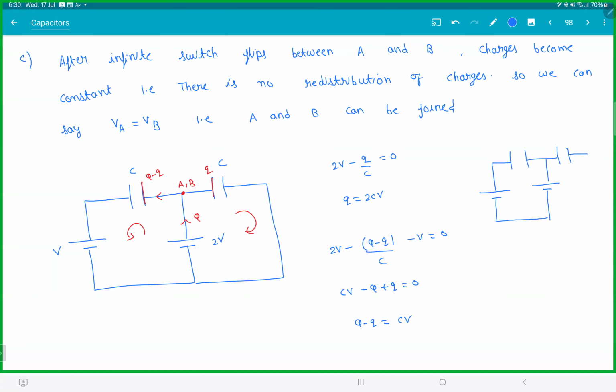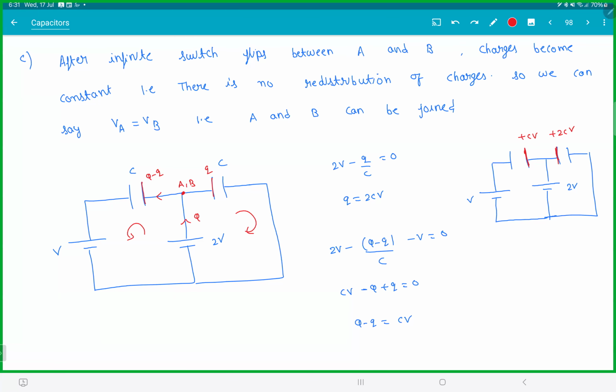You did not apply Kirchhoff's law actually, you could have seen directly, but yeah. So finally, this guy will remain CV like expected, and this guy will remain 2CV, and done. Now, no matter how many times you flip, the charges won't flow. Is this making sense? Because see, once the left capacitor is CV, whether you flip the switch or don't flip the switch, the charge will remain CV only.